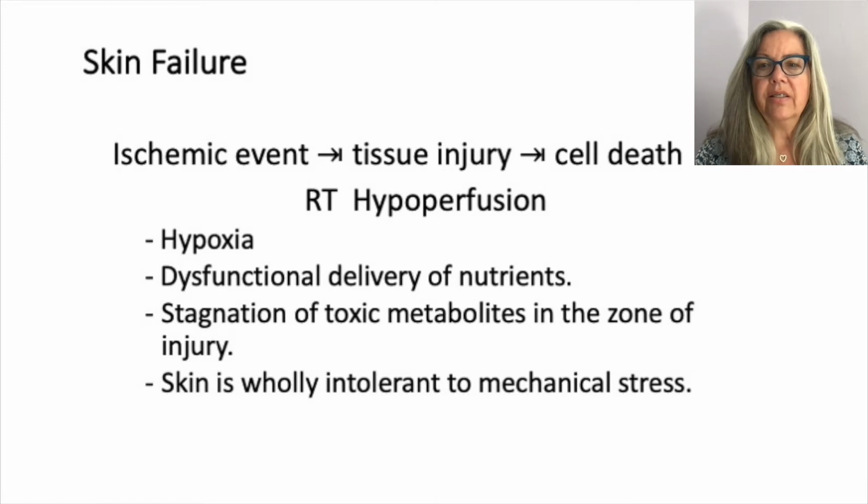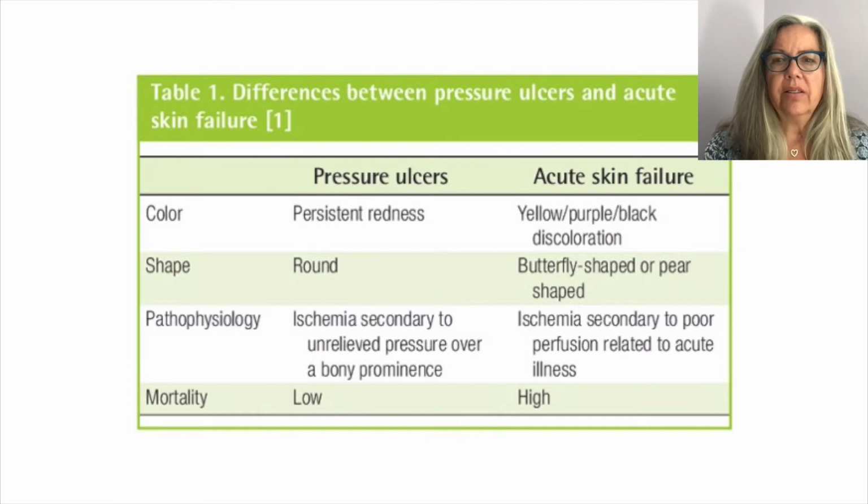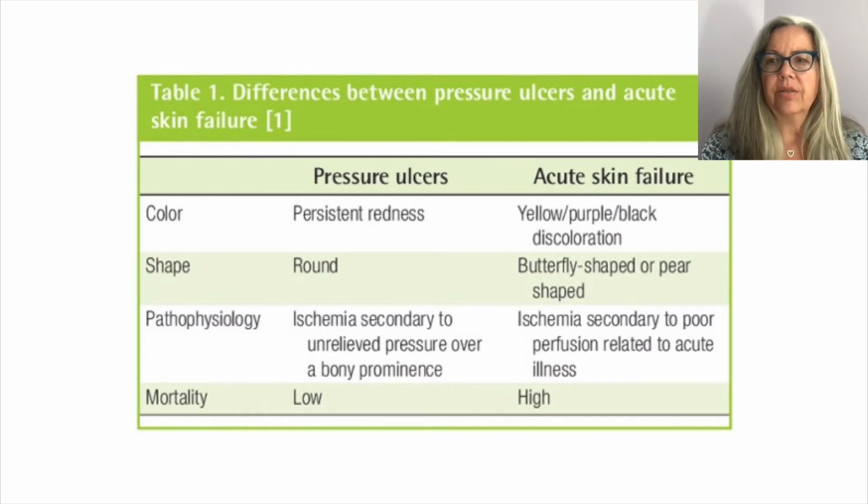Its pathogenesis includes hypoxia, dysfunctional delivery of nutrients, and stagnation of toxic metabolites in a zone of injury. The pathophysiology of skin failure is described as a state where skin is wholly intolerant of stress and minimal local mechanical impact. Skin failure is a separate occurrence from pressure injury. Pressure and shear are not required for it to occur. However, they may occur concomitantly.